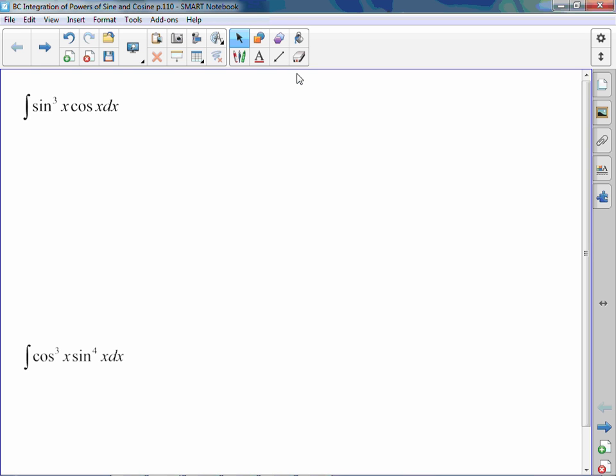All right, today I'm going to be working on integration of powers of sine and cosine. These are the problems that are on the back of page 107 in your packet. It's sandwiched in between page 107 and 110.